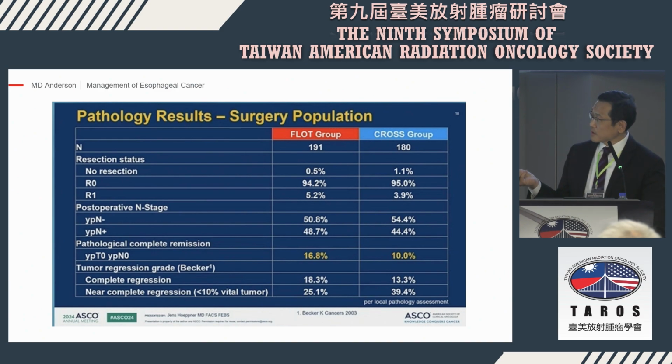So the pathologic complete response rate is much, much lower than historical controls, including all the randomized trials that we know. Whereas this 16% is exactly what you would expect, because even the FLOT4 study had about 16% pathologic complete response. So the rate of complete response in the CROSS group was significantly lower and worse for the ESOPEC trial.